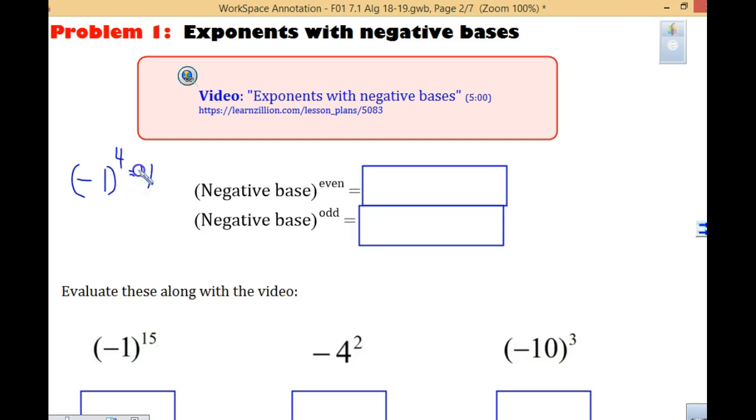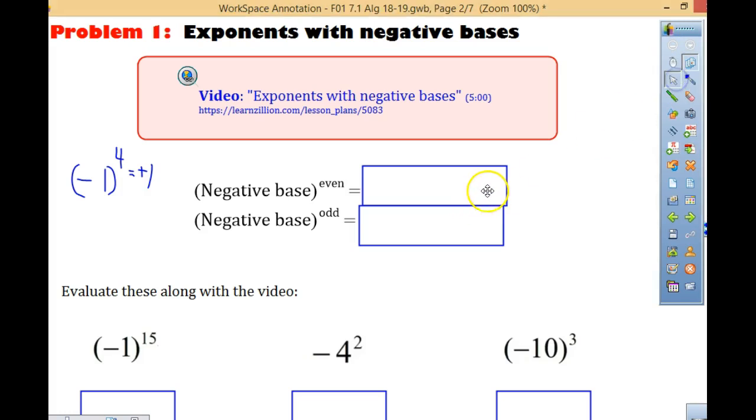Positive. It should be a positive 1 when we look at it. So when we take a negative base to an even power, our solution should always be positive. If we take a negative base and take it to an odd power, it doesn't matter what number is in that negative base.